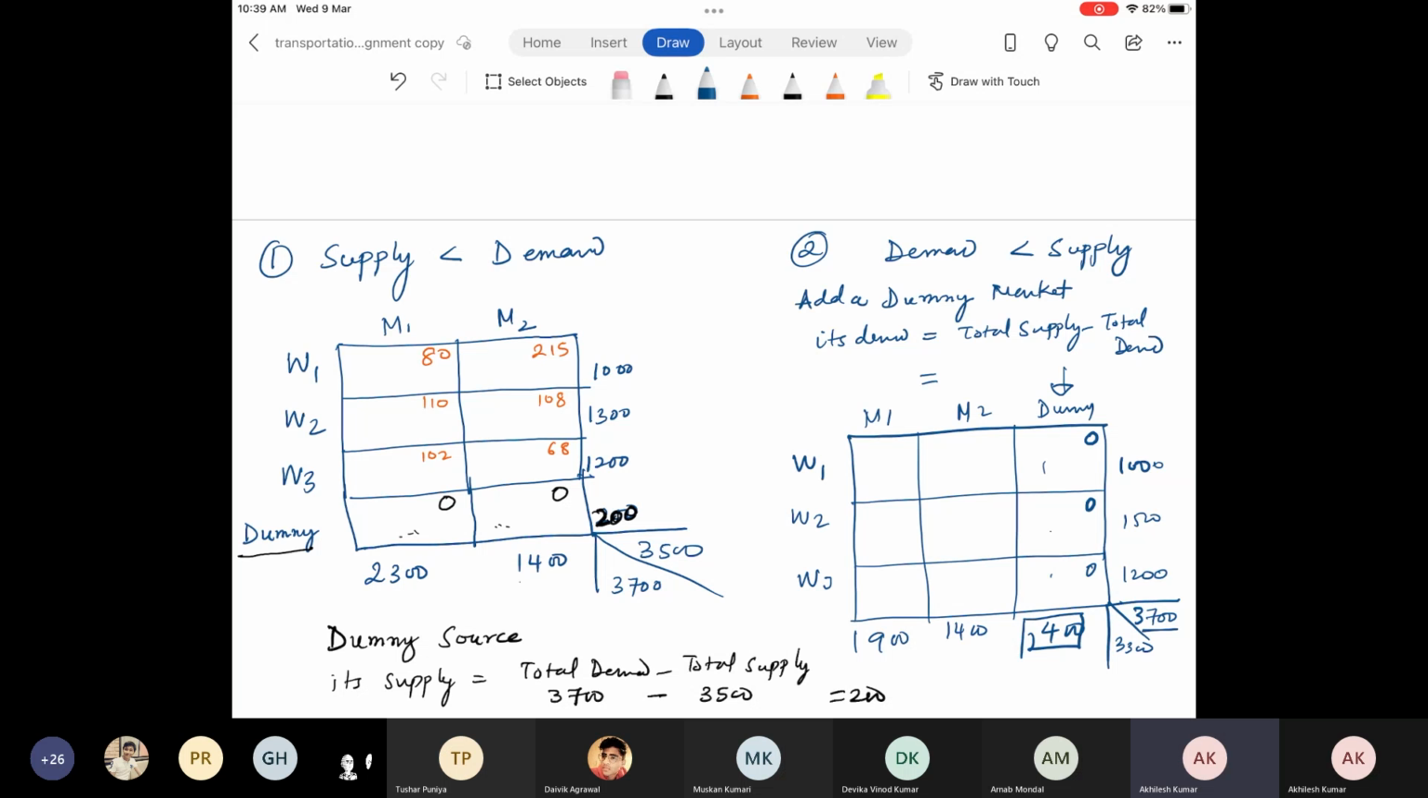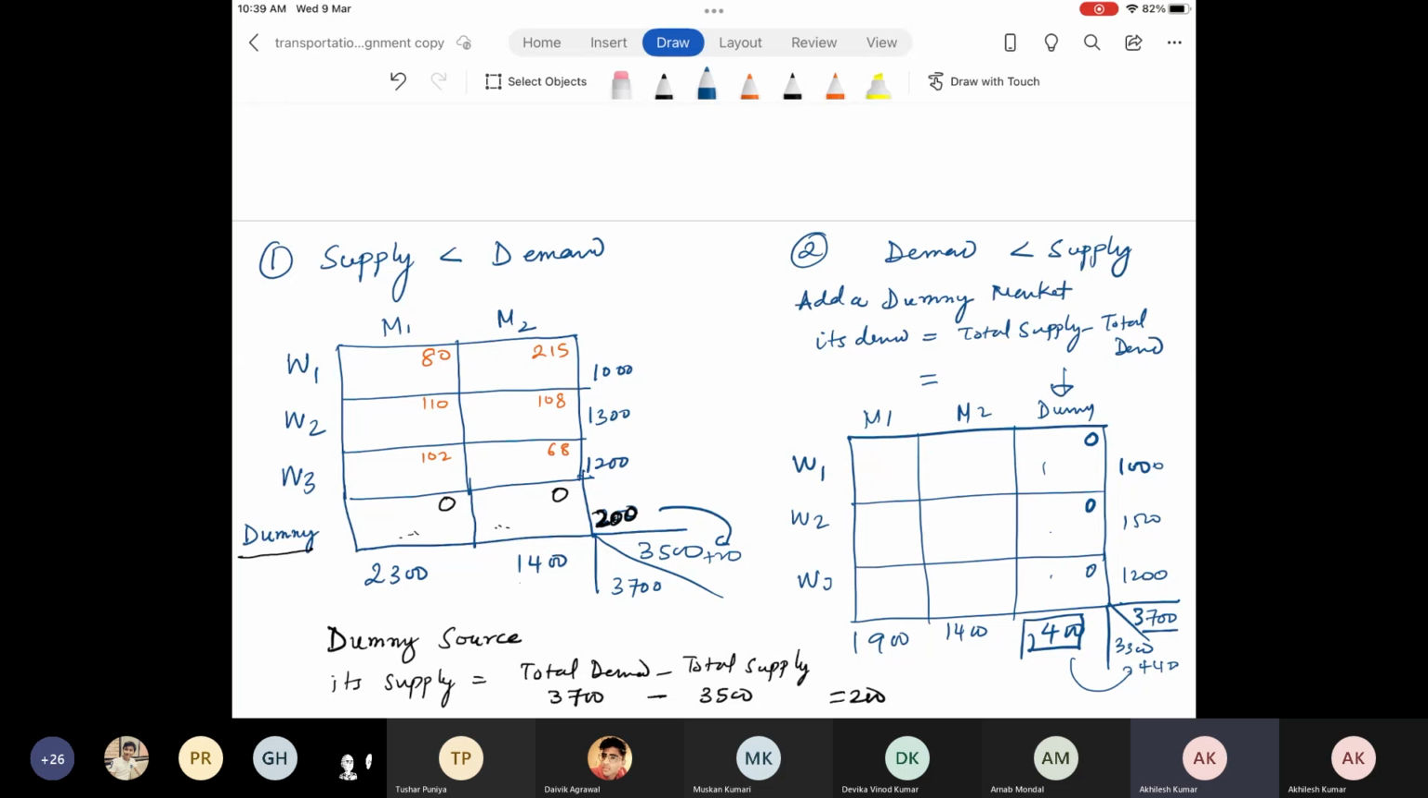So that is for your unbalanced transportation problem. Once you have balanced it, like suppose now I have added 200, it is balanced. Now I have added 400, it is balanced. I can use the Northwest corner, Vogel's approximation, least cost to start with, and then finally solve it.